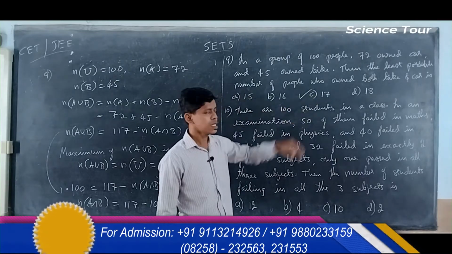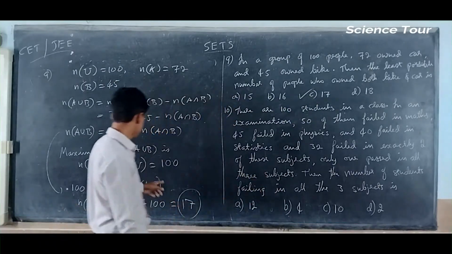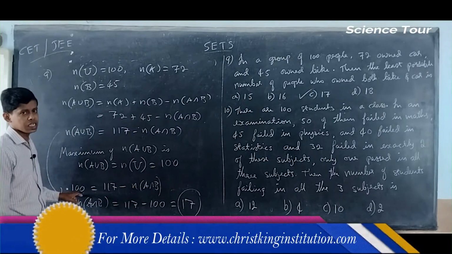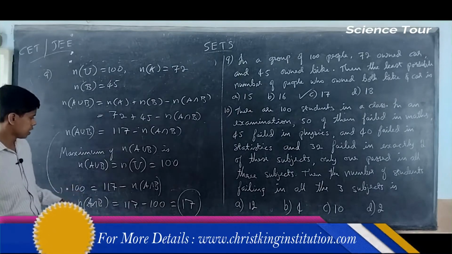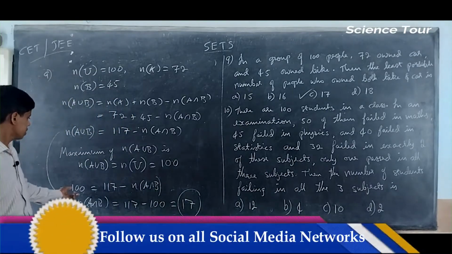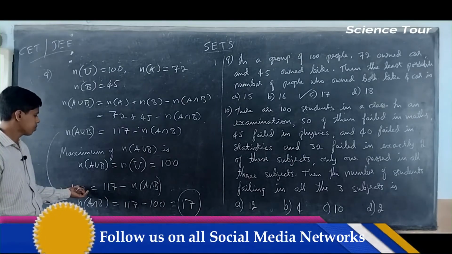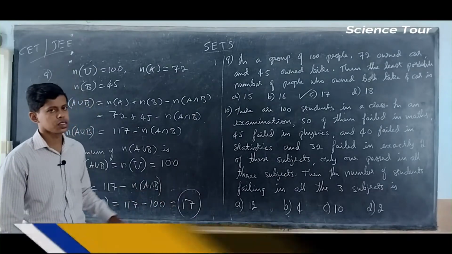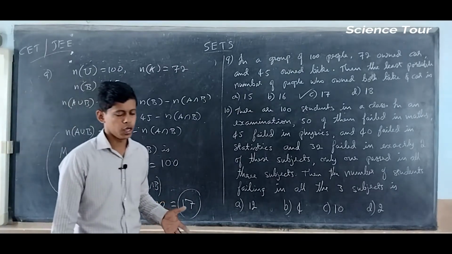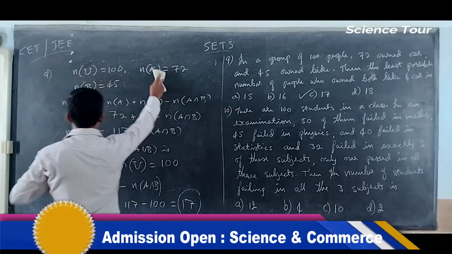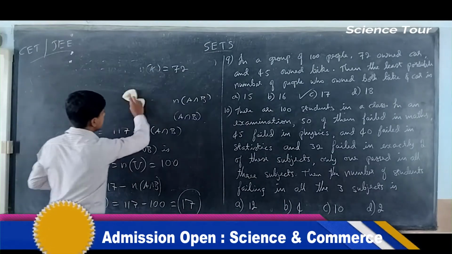15 you cannot have. 18, yes, you can have 18 here if the union is 99, correct? If the union is 99, you can have 18 there. So this is the highest possible. You cannot have 101, hence you cannot have 16 here. I hope that is clear. So this is the way we find the least value of n of A intersection B.